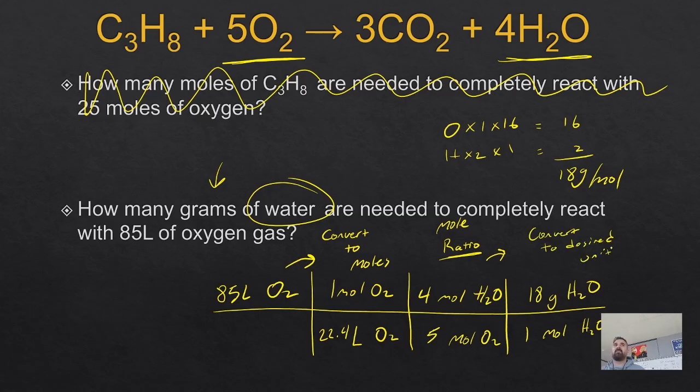Sometimes it's grams, sometimes it's liters, sometimes it's particles. But these 3 steps are really easy. Students like them because it's the same thing every time. First, you convert to moles, then the mole ratio, and then convert to your final unit. Let's plug this into our calculator: 85 divided by 22.4 times 4 divided by 5 times 18. You should have got 54.64, and that's grams of H2O.